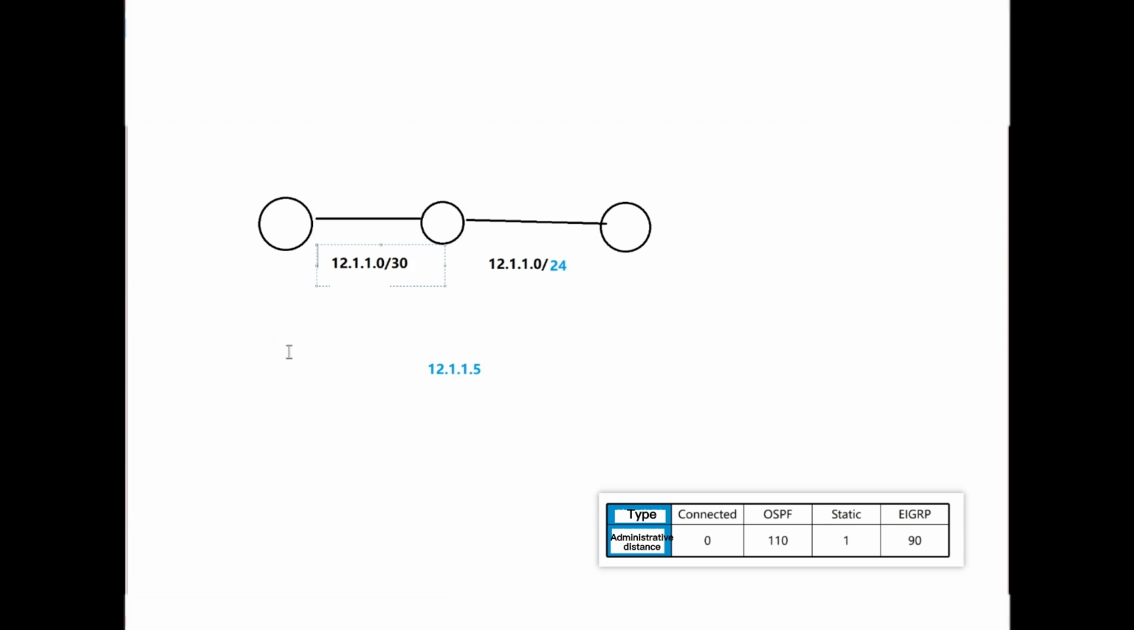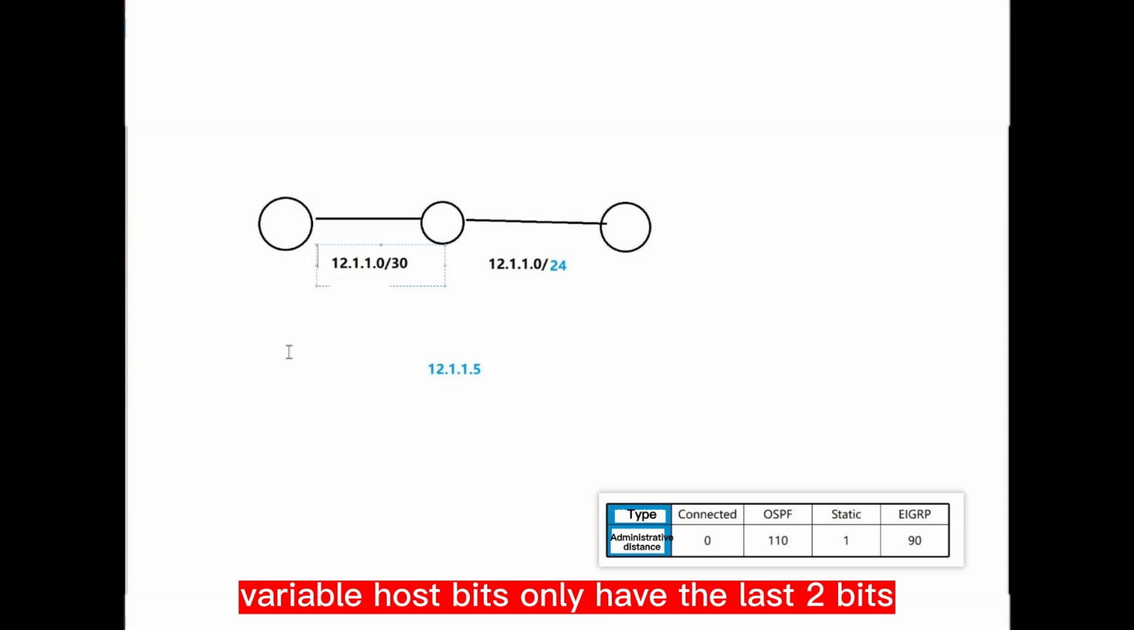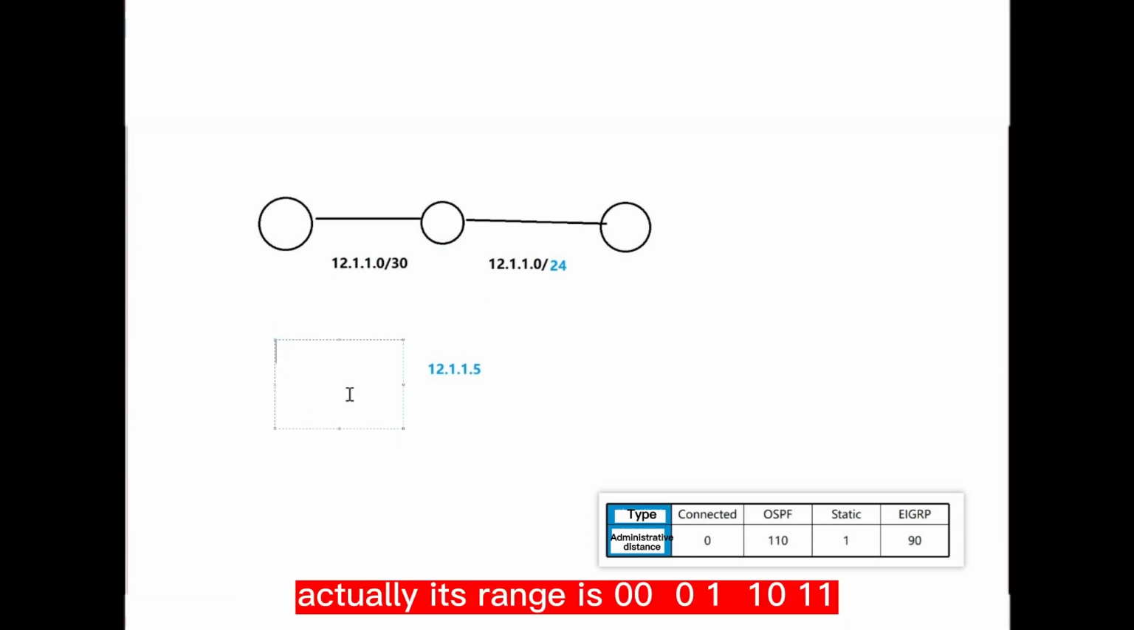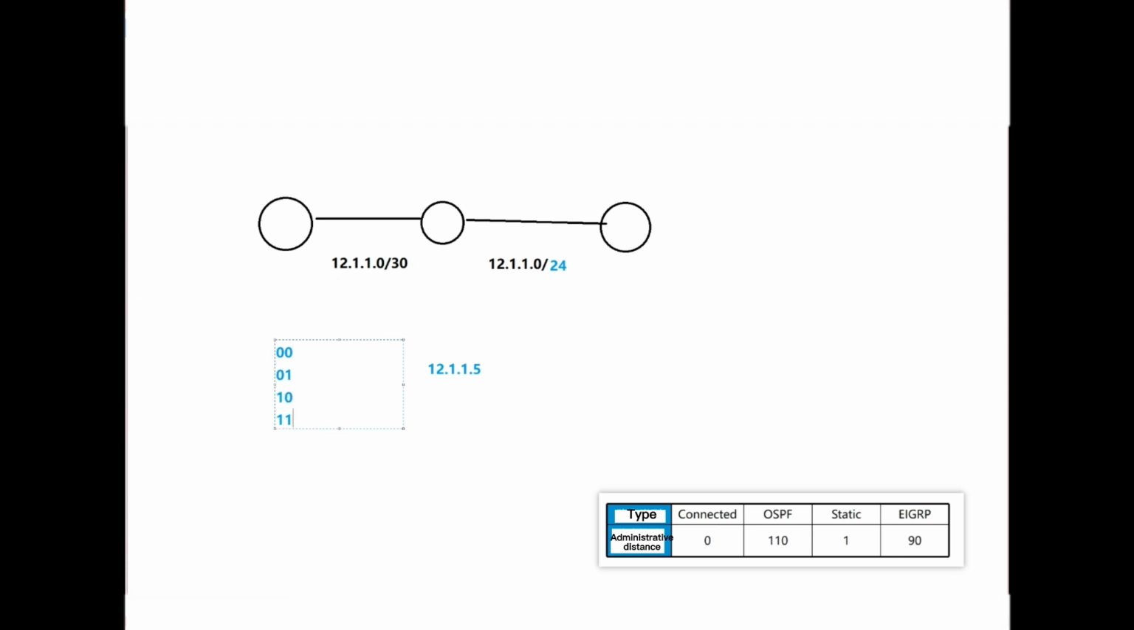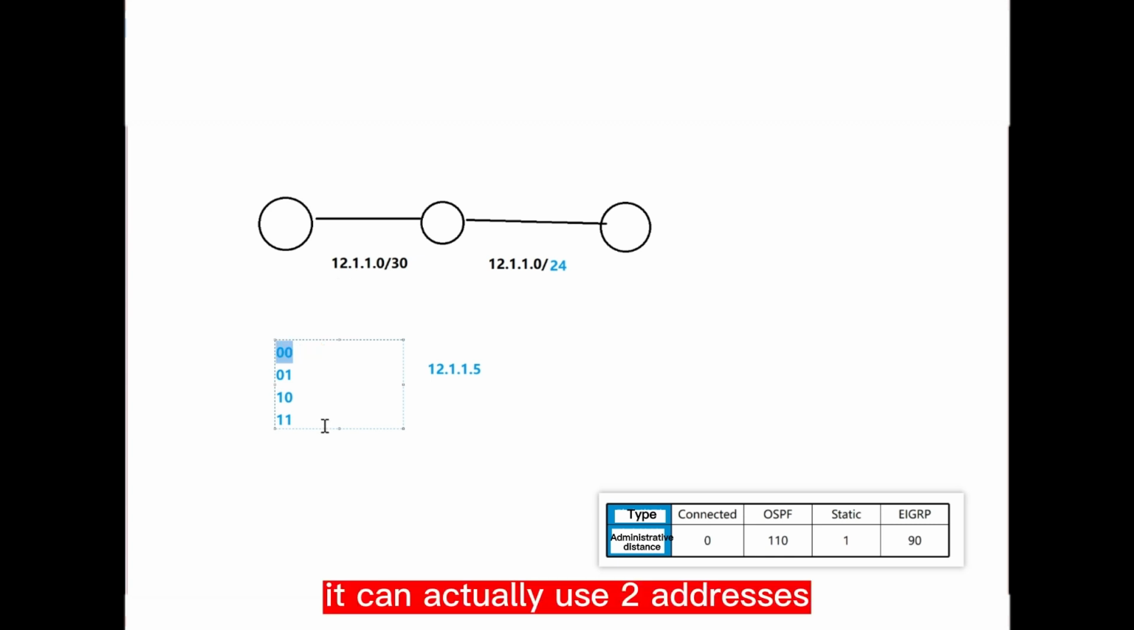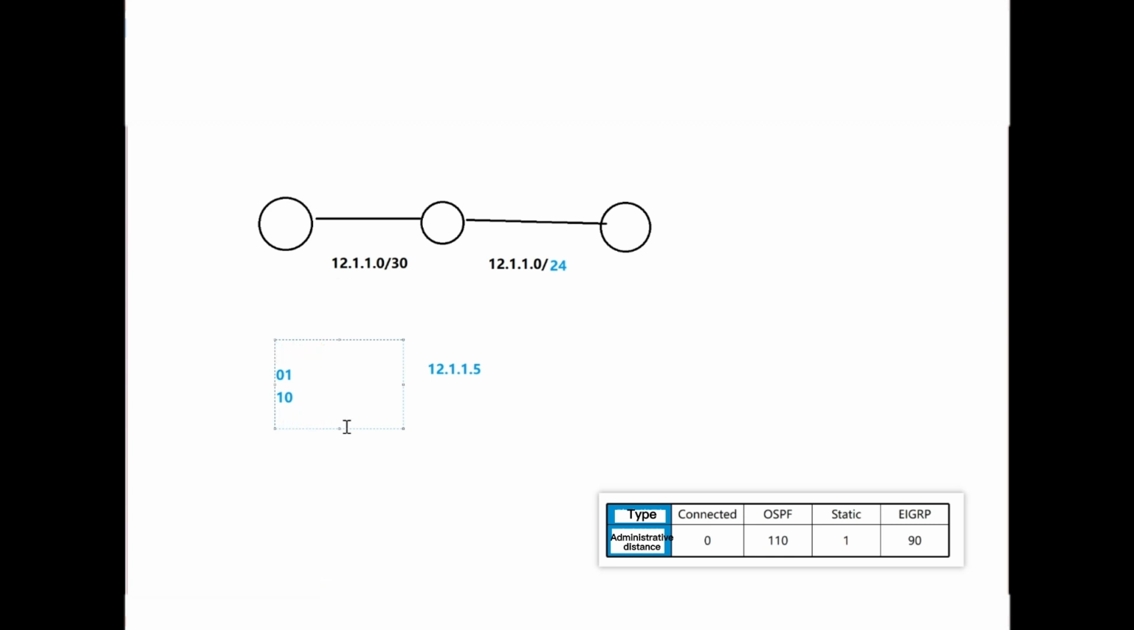12.1.1.0 with a 30-bit mask. The variable host bits are only the last two bits. Actually its range is 00, 01, 10, 11. Then remove a network address and a broadcast address. It can actually use two addresses: one is .1 and one is .2. It does not cover .5.